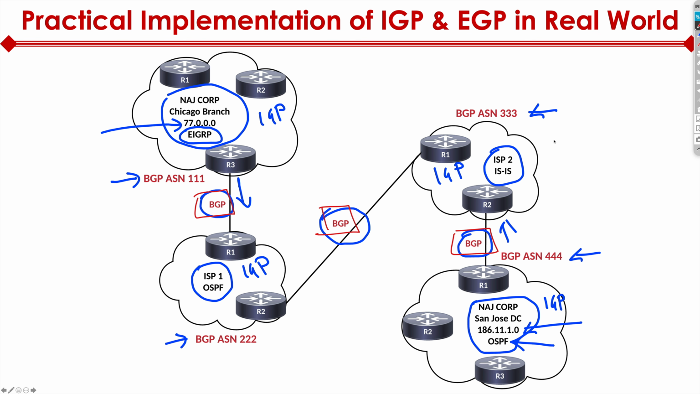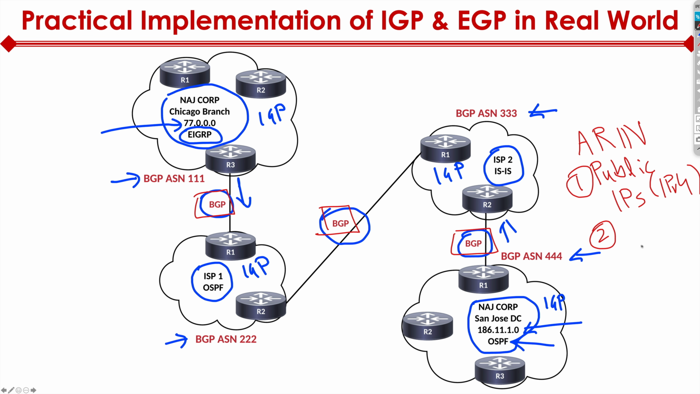Now, a quick tidbit for your information, we can get public IPs from an organization called ARIN, the American Registry for Internet Numbers. These would be IPv4 IPs, of course. You can also get IPv6, but that's a topic for another day. And we also get BGP ASNs from ARIN as well. And these are public BGP ASNs. You can also have a private BGP ASN, but that's beyond the scope of this exam.